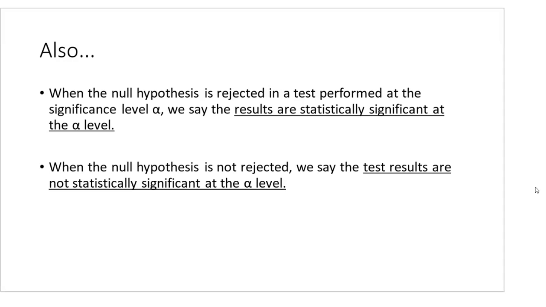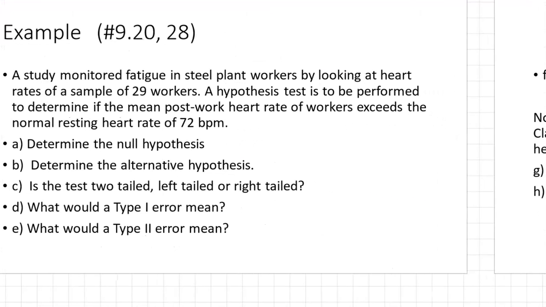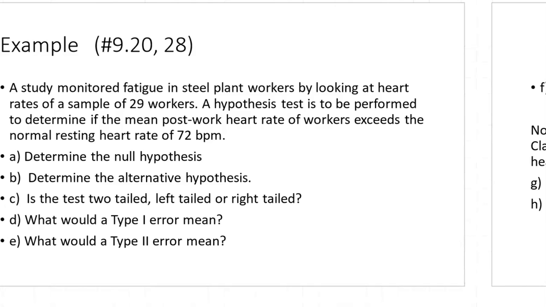And that lets people who are reading, for example, a scientific study or even a poll or research study tell you how far they went in being accurate. Did they go to the 10% level, the 5% level, or did they drill all the way down to the 1% significance level? All right, so let's take a look at this problem here.